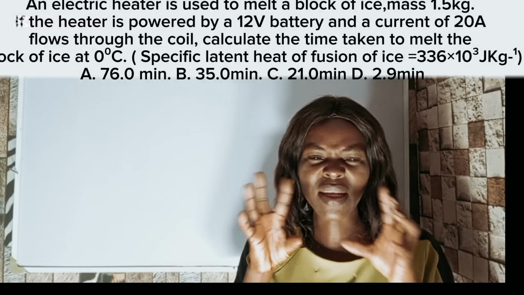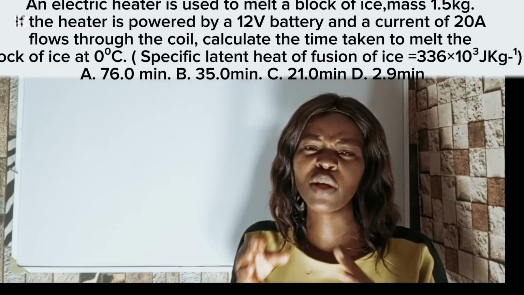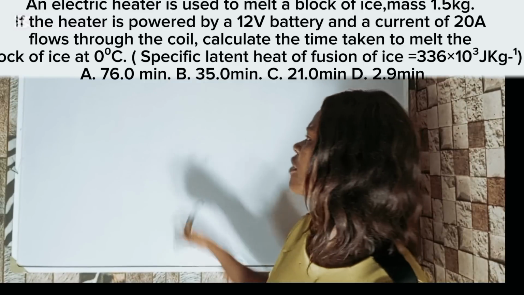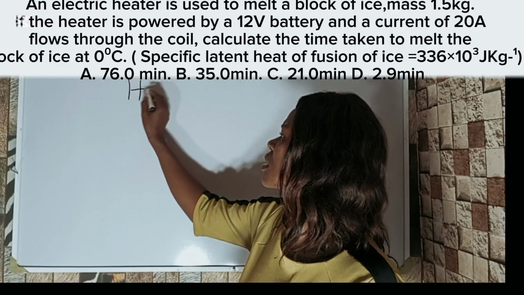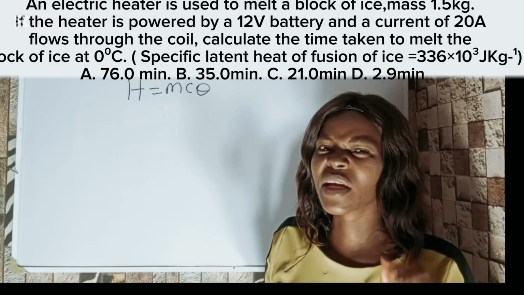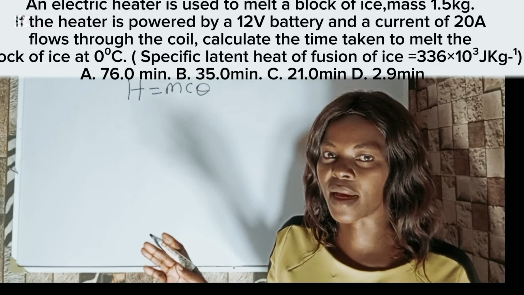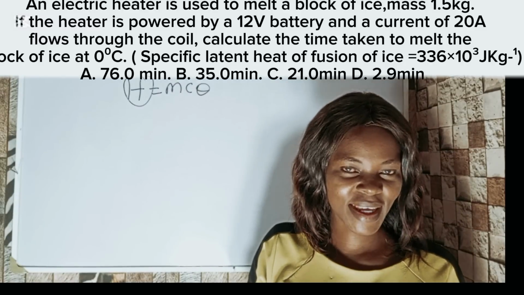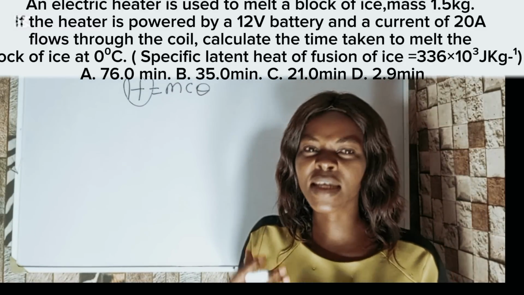Now, if you're looking at the heat, you're not going to use H equals MC theta. Let me shock you. We have H equals MC theta, right? But in this concept, you're using an electrical heater. So you're no longer going to use H equals MC theta. Is that clear? And also talking about latent heat.